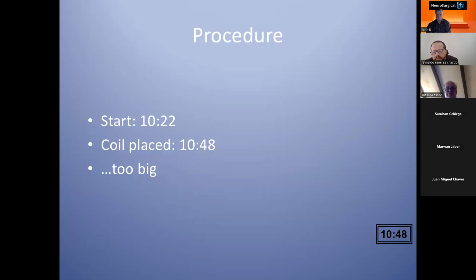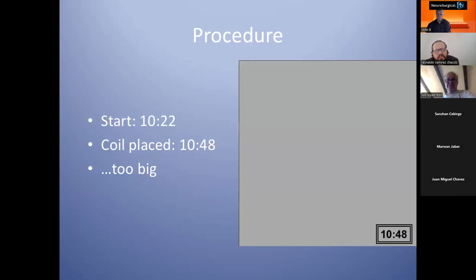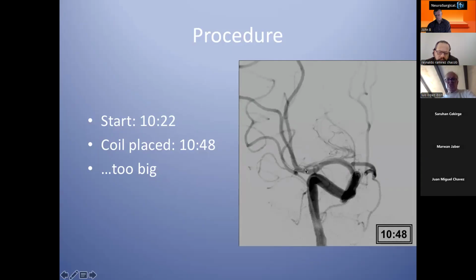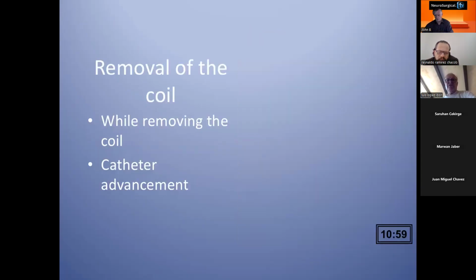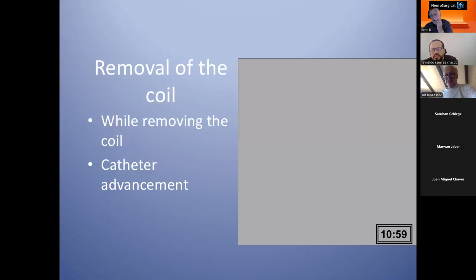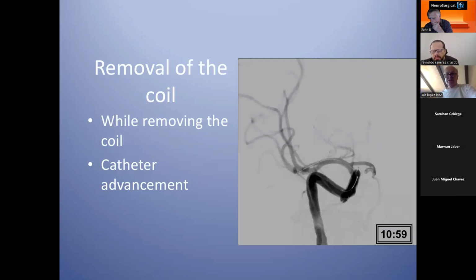My fellow started the procedure at 10:22. A coil is placed at 10:48, but it's too big, and the coil goes to the distal branch. I decided to remove this coil. When removing the coil, the catheter advanced and ruptured the aneurysm.